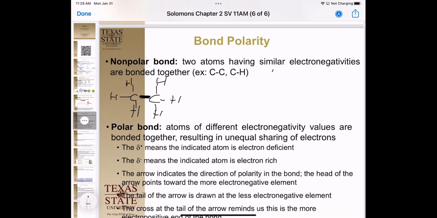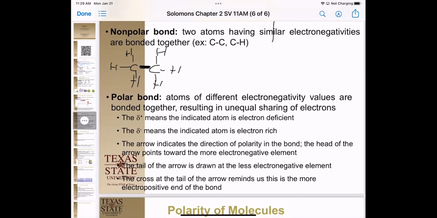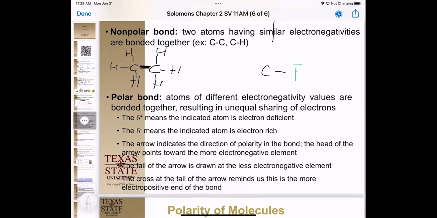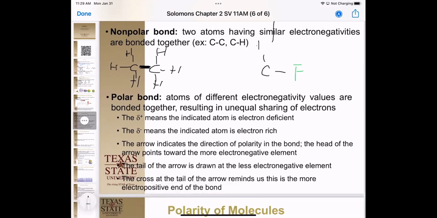What if we change that so that there is a difference between them? So let's do something like carbon and fluorine, okay? And let's put a couple hydrogens. Let's fill this valence here. So we have a total of 3 bonds to carbon, okay?